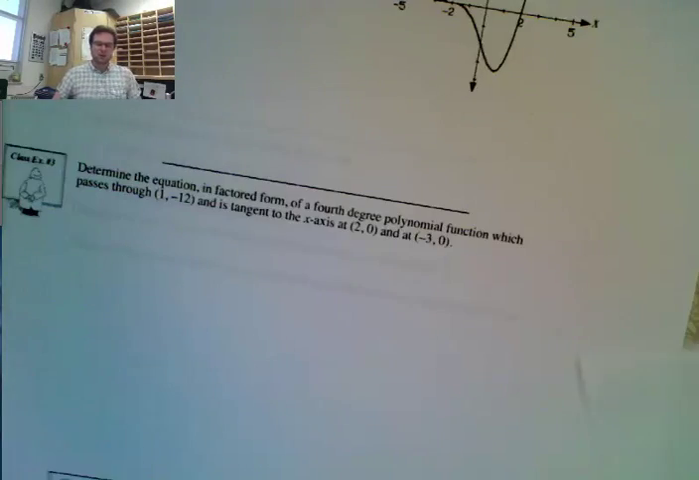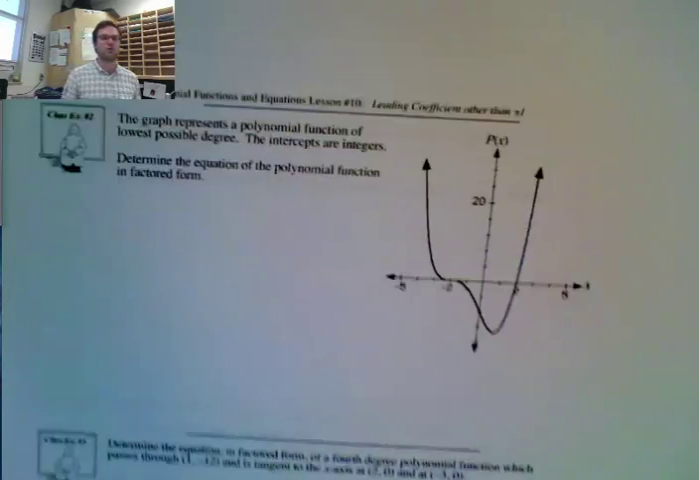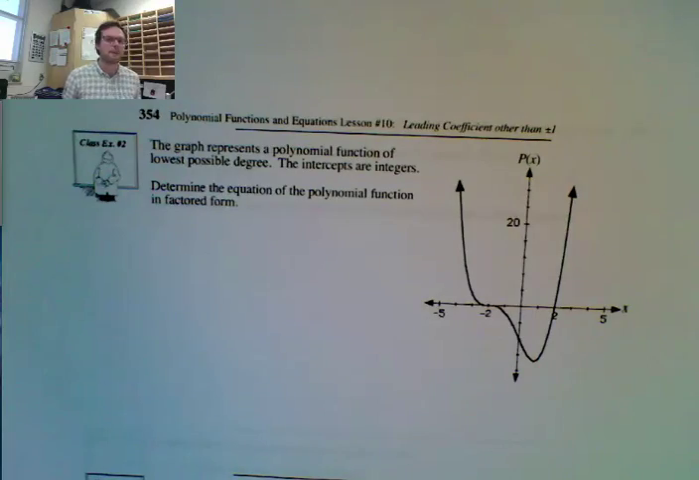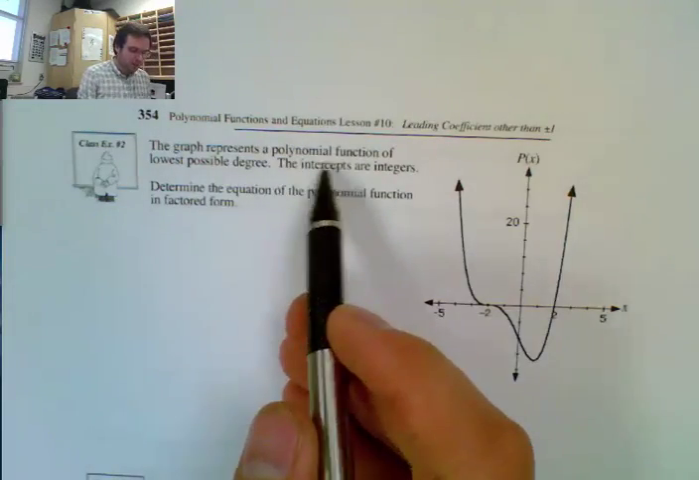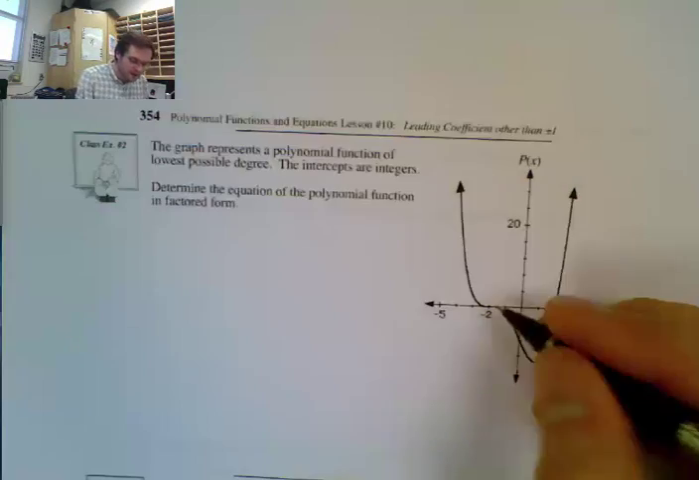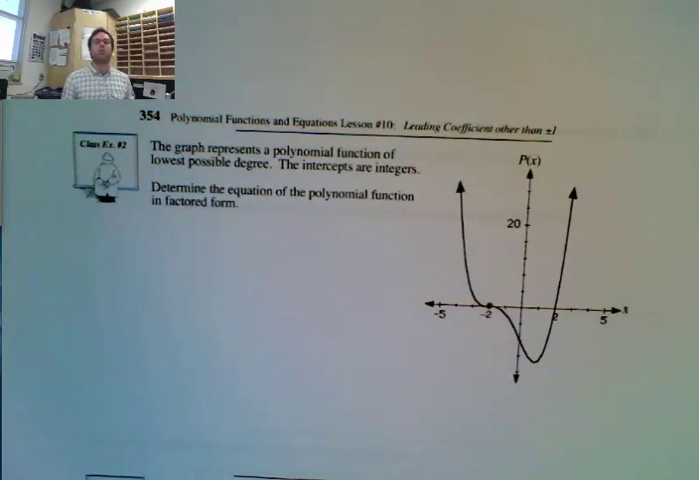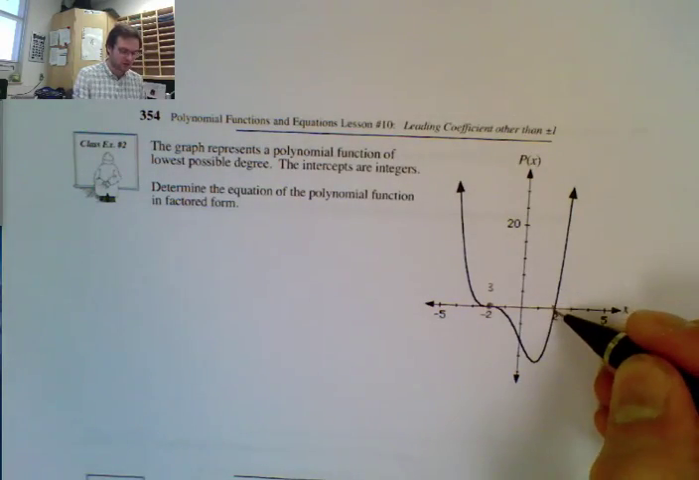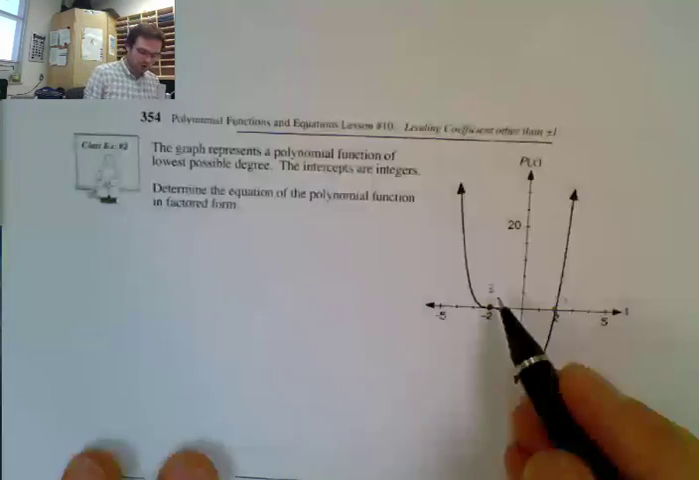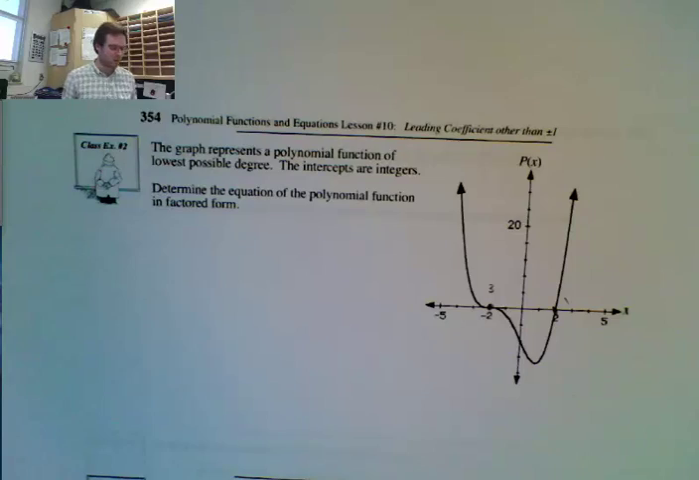Alright, now let's take a look at question number 2. So here, we're given a graph one more time. It says the graph represents a polynomial function in the lowest possible degree. So this here is a sneaker, or a point of inflection. So I know the lowest possible degree for this is going to be 3. And this is just a crosser, so that's going to be 1. Okay? So we have multiplicity 3 there, and multiplicity 1 there.